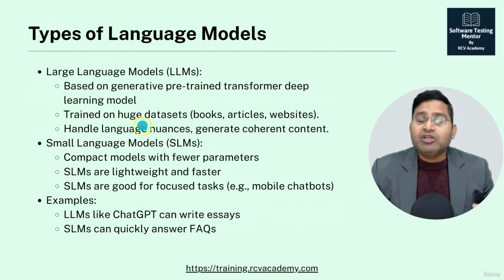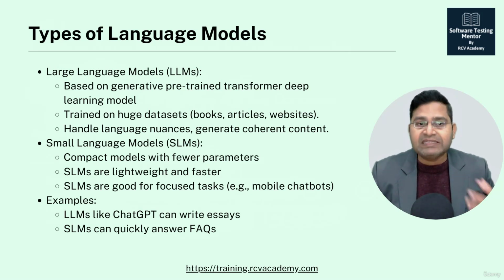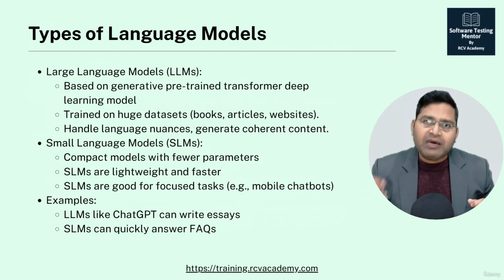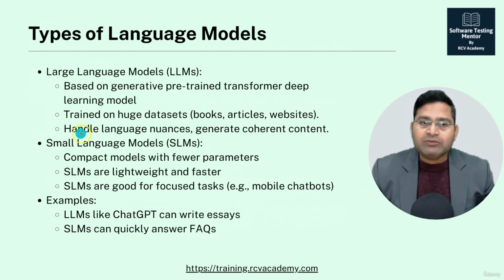These models are trained on huge data sets, for example, books, millions and millions of records in books, articles, websites, etc. And that's how they have that knowledge. Whether you ask a physics question, a mathematics question, a software testing question, or a development question, they can answer because they have learned from large data sets, the articles and books available in libraries and on websites. These models can now generate new content; based on the query that you ask, they are able to generate the response accordingly. These models handle language nuances and generate coherent content.